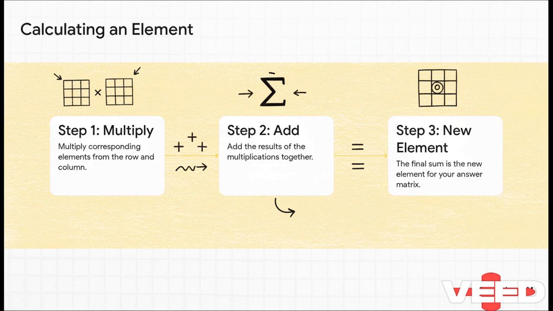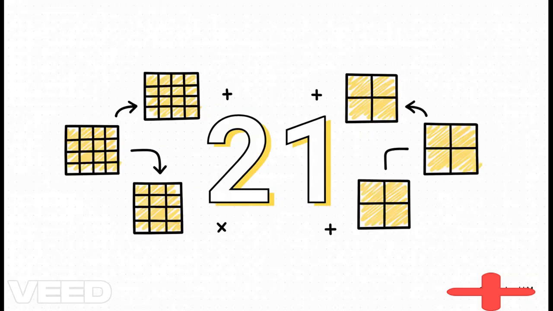Then for step 2, we just add those results up. 1 plus 12 plus 8. And what does that give us? 21. And that is the very first number in our brand new answer matrix. To get the rest of the numbers, you just repeat that same row-by-column dance for every single position.